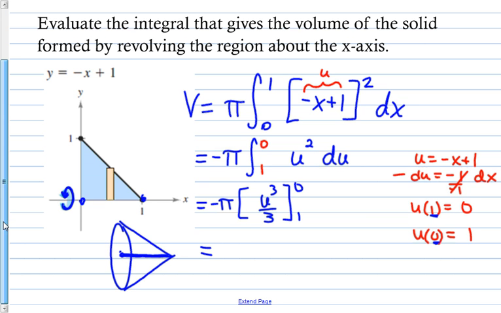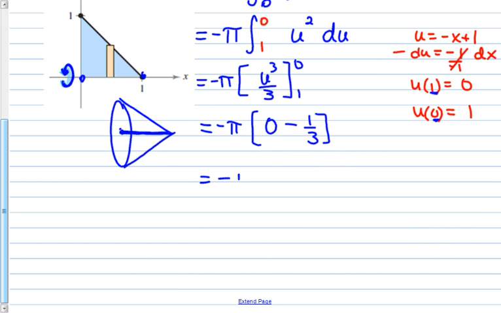Okay, so negative pi, plug in the 0, and I get 0 cubed divided by 3, so 0, minus, plug in the 1, and I get 1 over 3. So now I have negative pi times negative 1/3, which is a positive pi over 3. And that is the volume of this shape revolved around the x-axis.